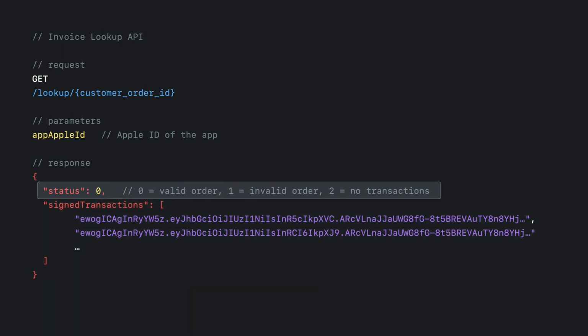This field identifies the overall status of the invoice. The possible values are 0, meaning the invoice is valid and contains transactions for this order ID, 1, meaning the order ID is invalid, and 2, meaning the invoice is valid, but no matching transactions were found for this order ID. Now let's review an example of how you can use the response from this API.